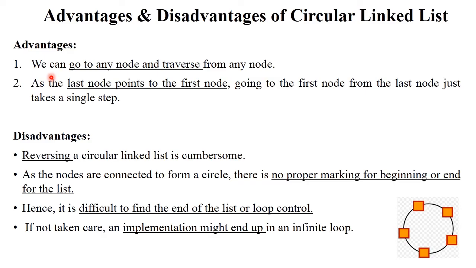So the main advantage of circular linked list is we can go to any node and traverse from any node. As the last node points to the first node, going to the first node from the last node takes just a single step only. Clear? But among the disadvantages of circular linked list, reversing a circular linked list is sometimes difficult. Okay? As the nodes are connected in a circle, there is no proper marking for the beginning or end of the linked list, so we can't identify which is the beginning or which is the end, right? It is difficult to find the end of the list for loop control, and circular linked list is sometimes difficult to implement because there is an infinite loop.